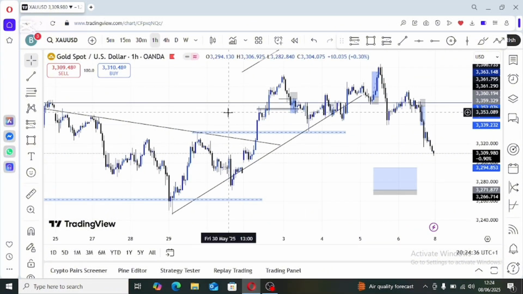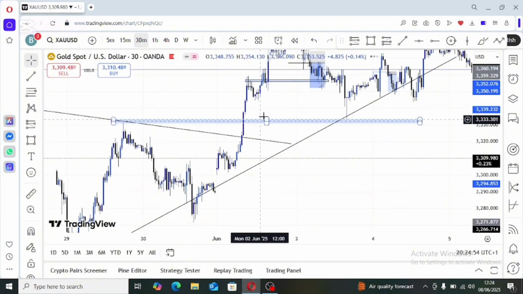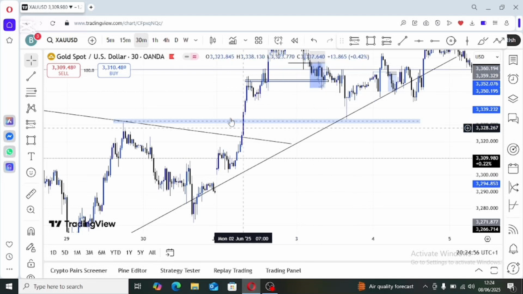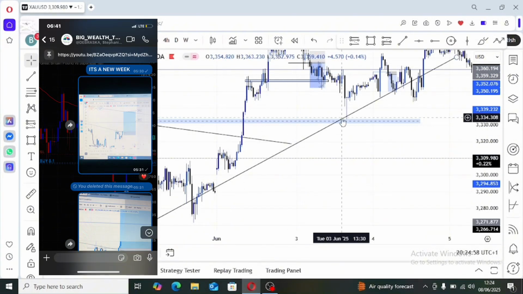So let's go down to the 30 minutes time frame. So now this is the 30 minutes time frame. And remember, this is the buy move that happened on Monday.